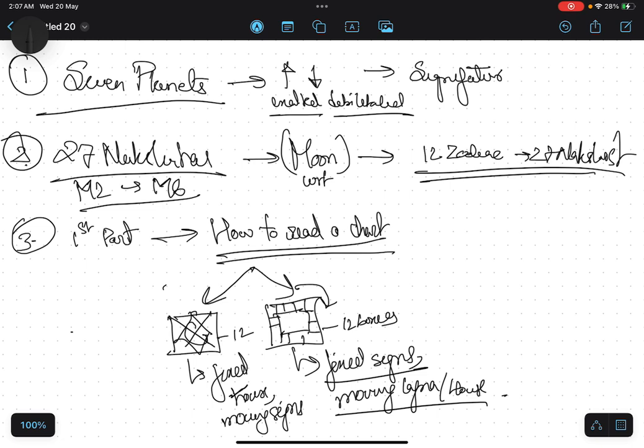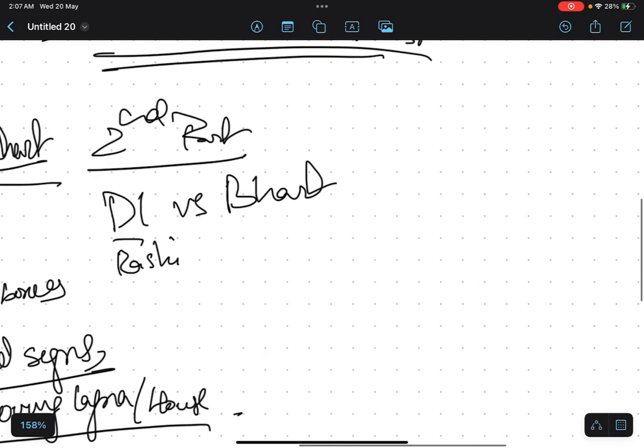And then the second part which is important is the difference between your D1 and Bhava. D1 is nothing but the Rashi chart, in case you don't know that, and what it signifies. Now, I'll also give an example so that it's a bit clearer.